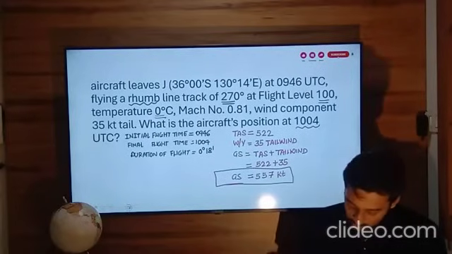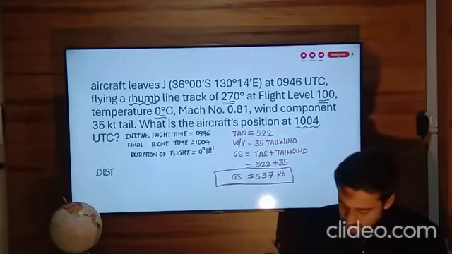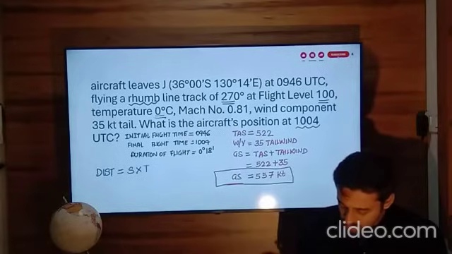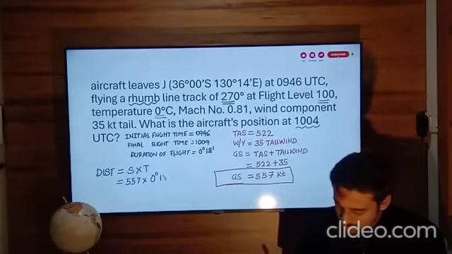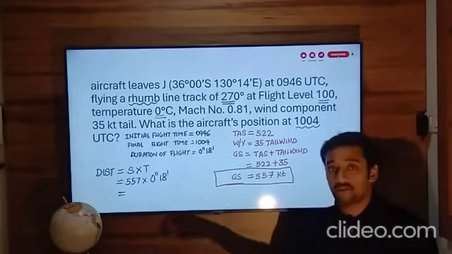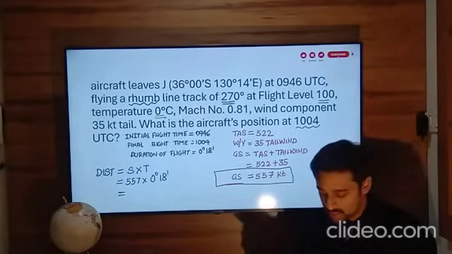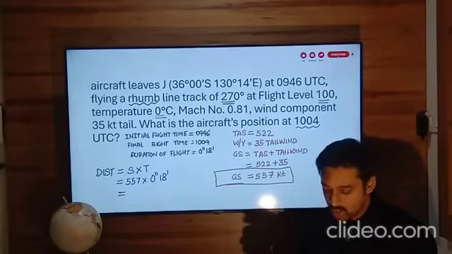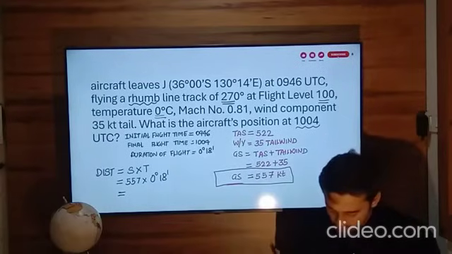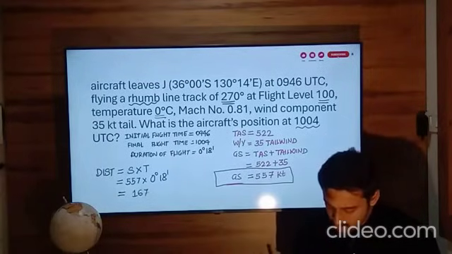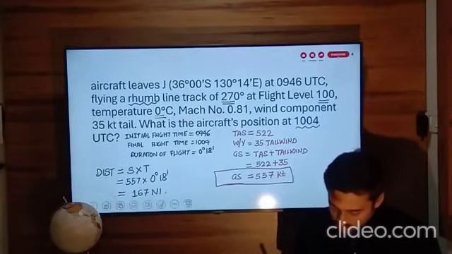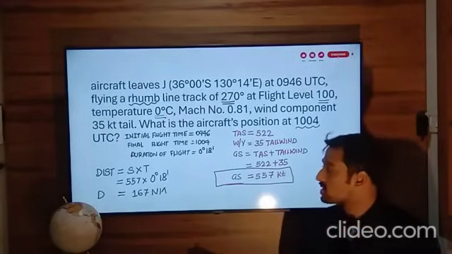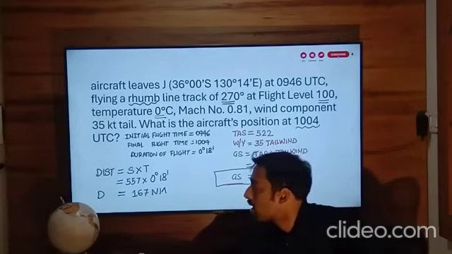So now when you have speed, you have time. What else can you calculate? You can easily calculate distance. So distance will be equal to speed into time. Speed is 557 knots. Time is 0 hours 18 minutes. So the distance that you have covered during this 18 minutes of flight is a total of 167 nautical miles. Correction. So the distance that you have traveled is 167 nautical miles.